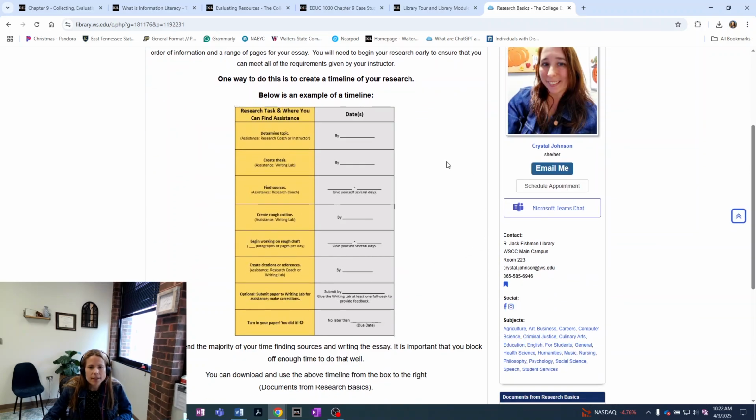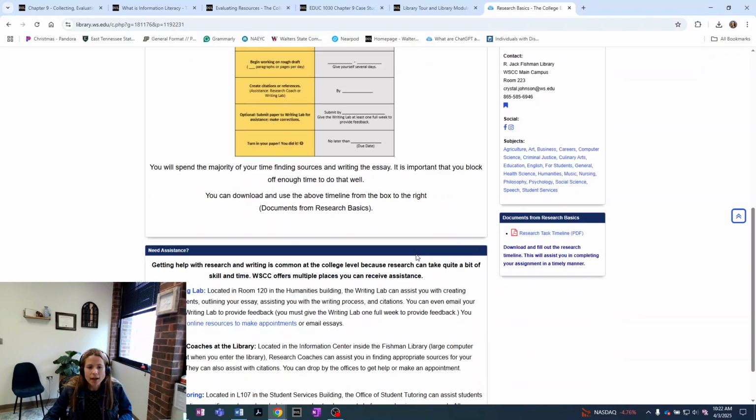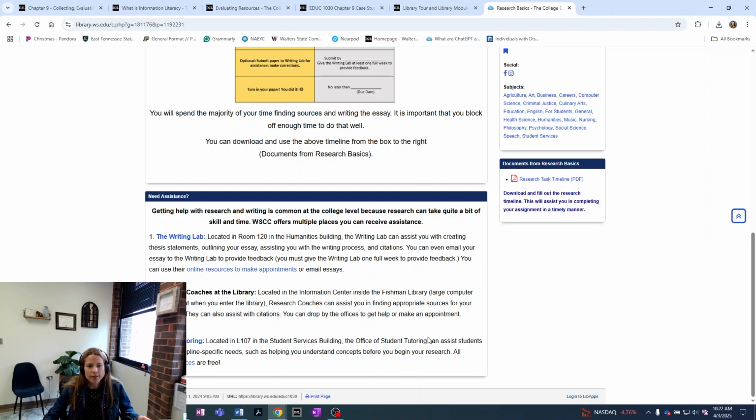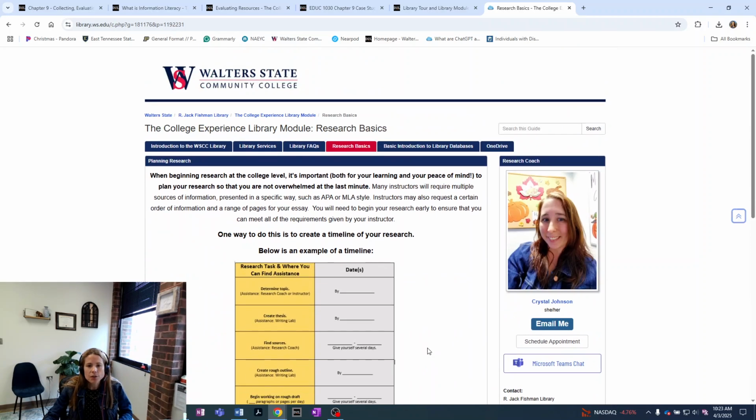So they give you some example timelines of how you would plan this out, the different components you need when you're doing a research project. There's also some available resources, such as the writing lab, the research coaches at the library, which I talked about, and then you have tutoring. So there is help out there if you need it.